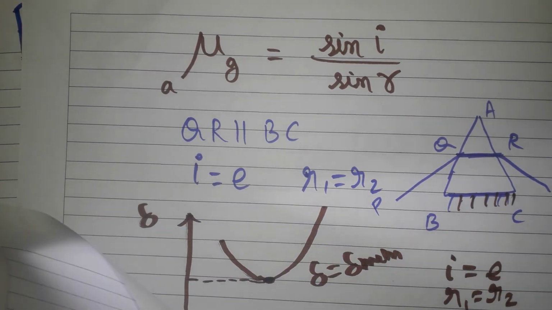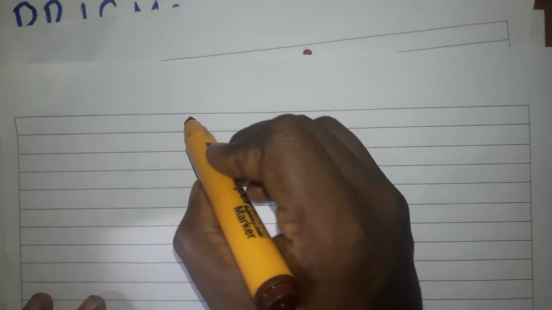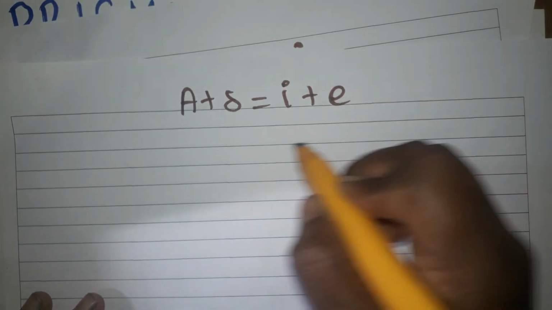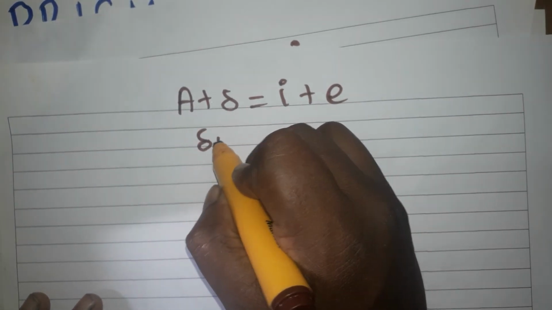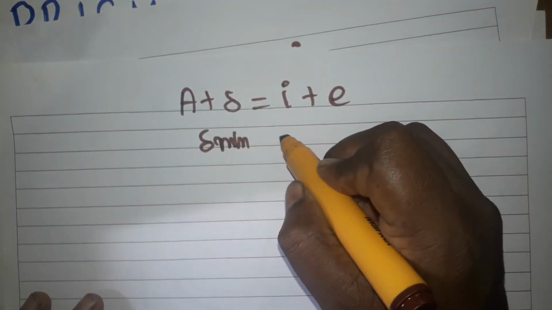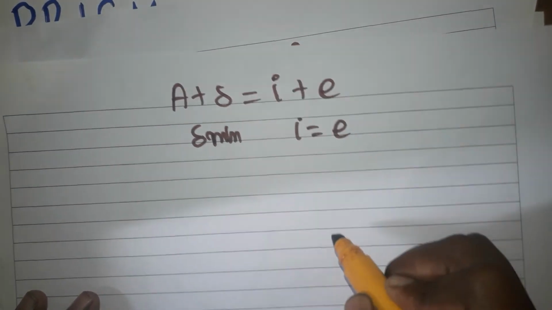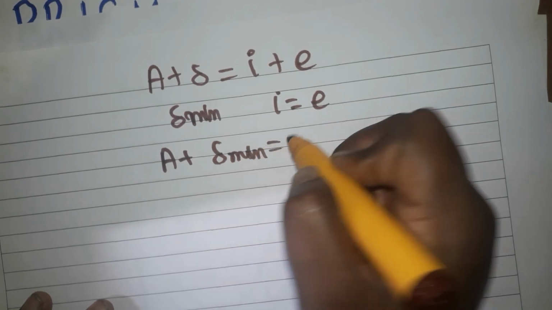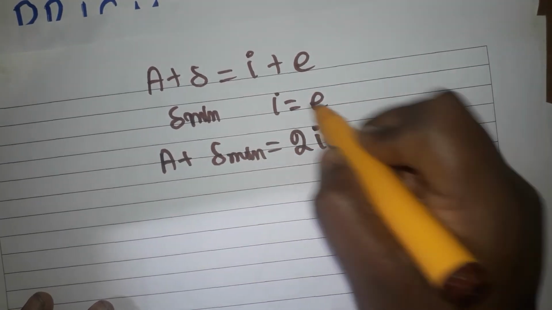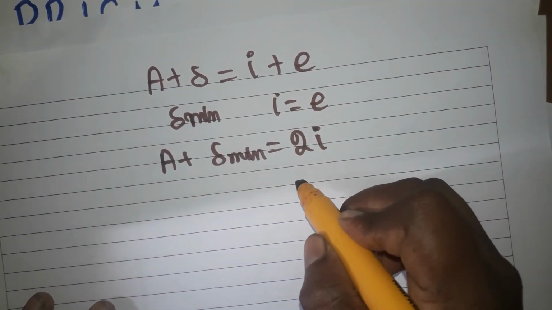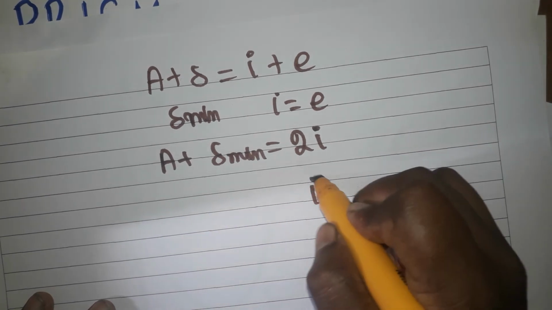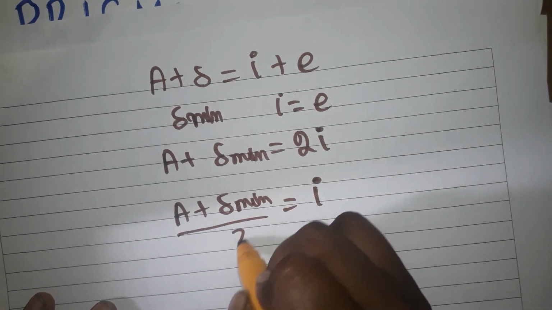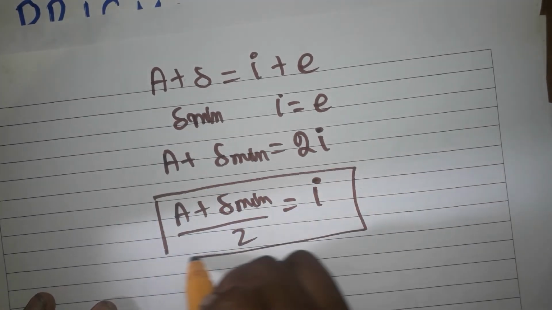Once this condition is satisfied, we know the prism formula: A plus deviation is equal to I plus E. When the deviation becomes minimum, at the lowest point of the graph, I is equal to E. So A plus minimum deviation is equal to 2 times I. So I is equal to A plus minimum deviation divided by 2. This gives us the angle of incidence.